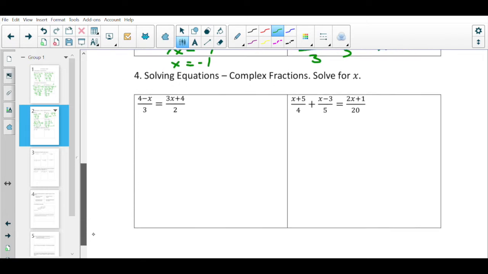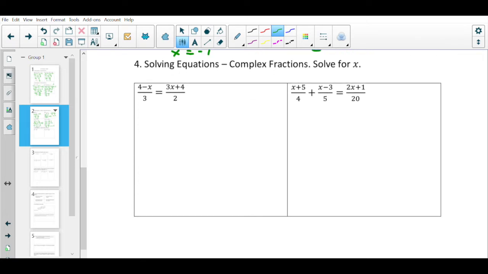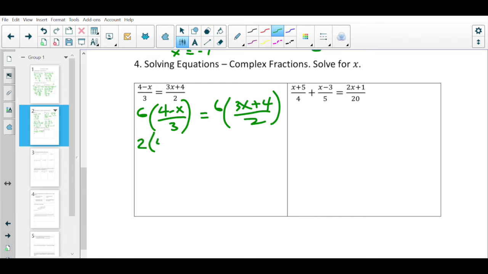Complex fractions, solve for x. Same deal, we want to get rid of the fractions, so we want to multiply both sides by 6. So that's 6 times 4 minus x over 3 equals 6 times 3x plus 4 over 2. 6 divided by 3 is 2, so we're left with 2 times 4 minus x. 6 divided by 2 is 3, and we're left with 3x plus 4.